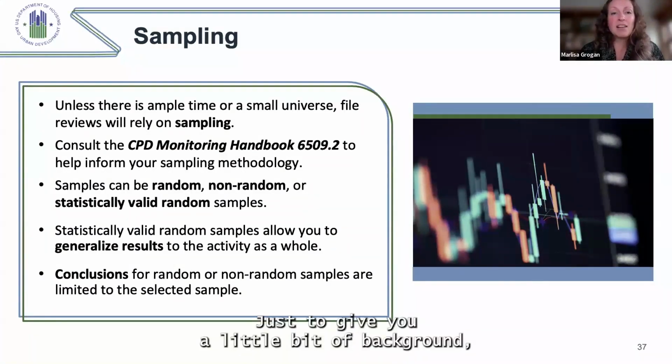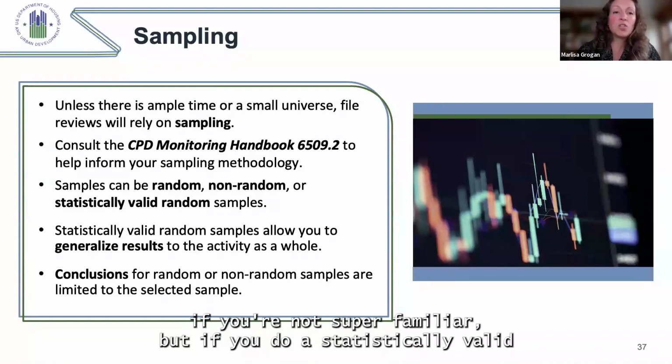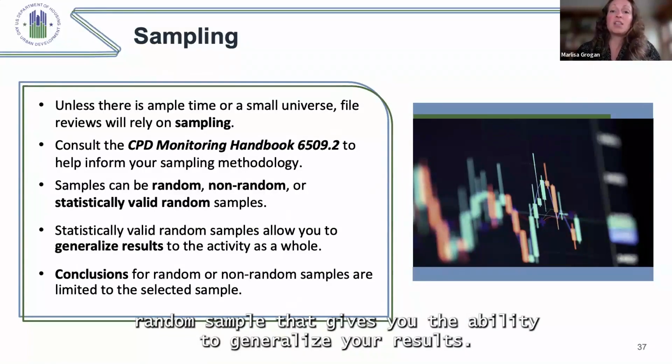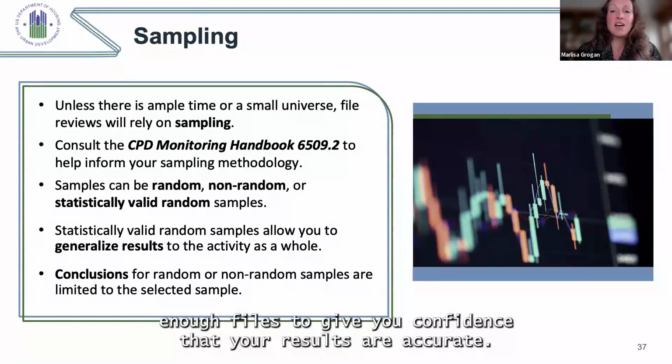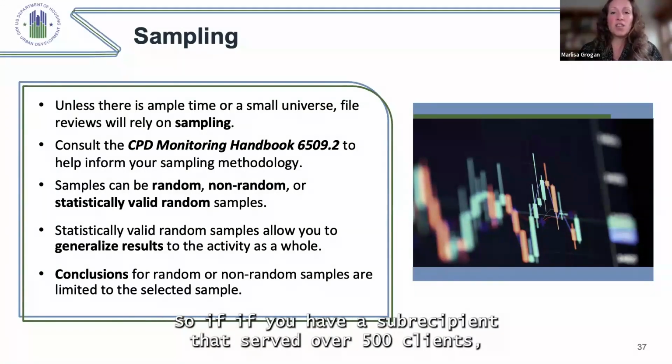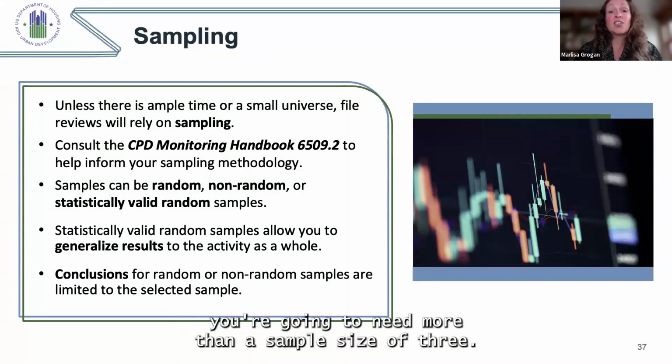Just to give you a little bit of background, if you're not super familiar: if you do a statistically valid random sample, that gives you the ability to generalize your results. It just means that you want to be able to select enough files to give you confidence that your results are accurate. So if you have a subrecipient that served over 500 clients, you're going to need more than a sample size of 3.